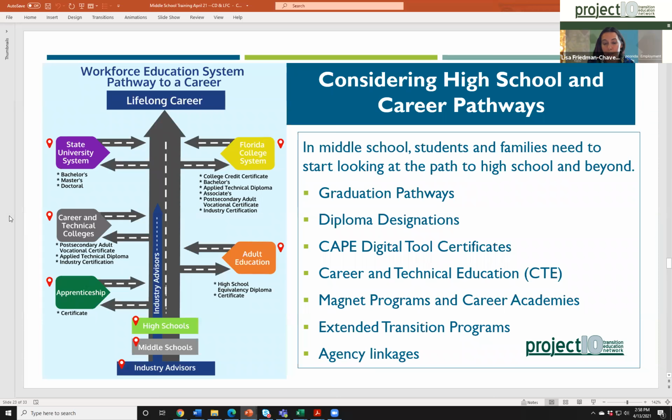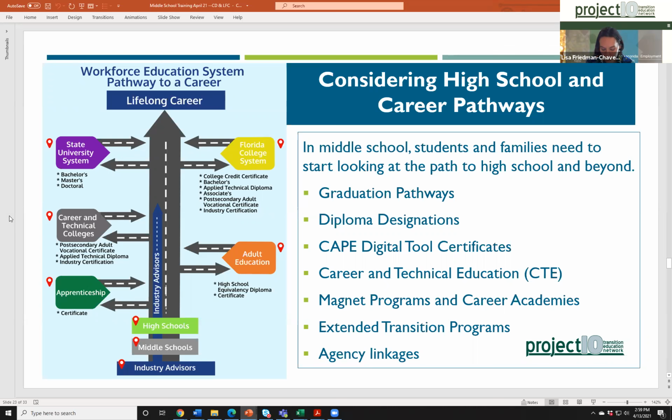Extended transition programs, it's really more of an awareness, letting them know that they exist. You can bring up deferral. Best practice is talking about deferral freshman year, but you can let folks know even in middle school, because that's kind of that long-term trajectory of what they're going to be doing. And then agency linkages, which in and of itself, we need at least an hour to talk about, but so important. And it's important to start talking about it in middle school as well.